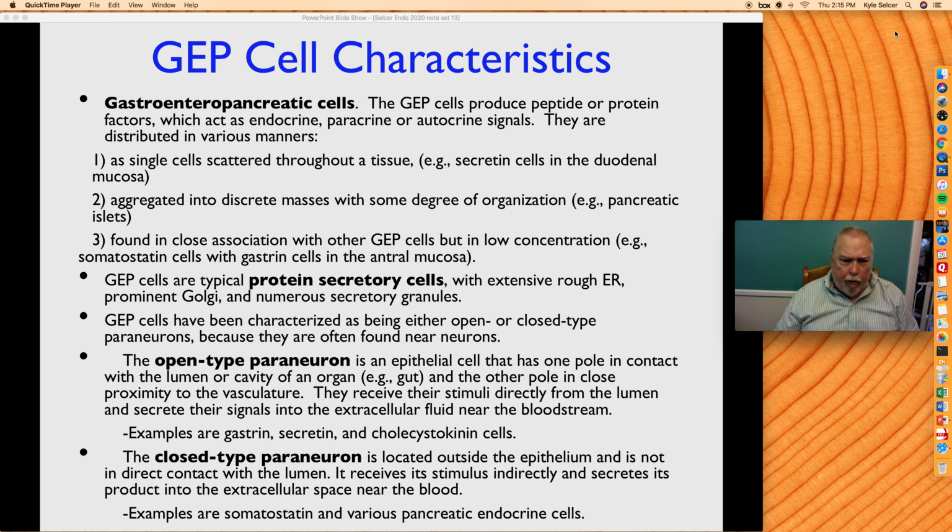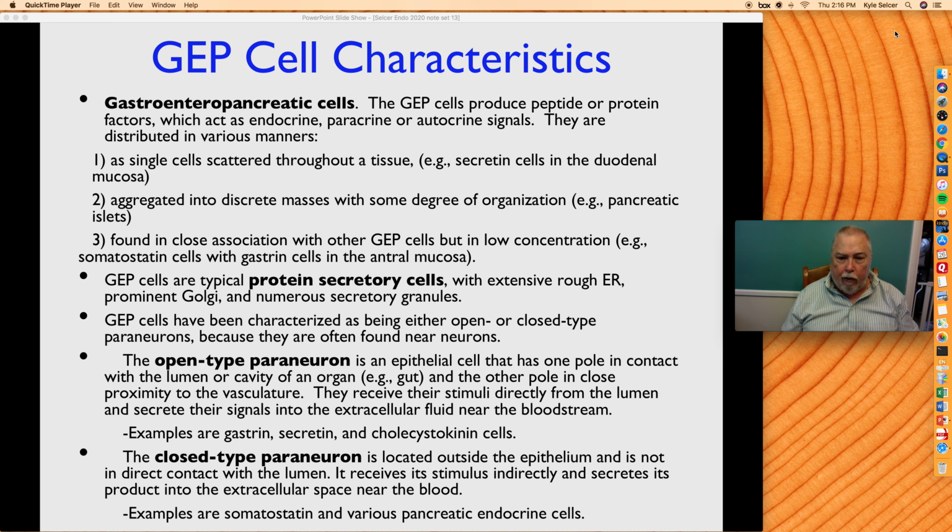So open type paraneurons are lining the lumen of the gut. They're going to be measuring the gut, looking at the contents, and they're going to be talking to either the bloodstream or they're going to be talking to nerve cells. Examples are gastrin, secretin, and cholecystokinin cells. Those are classic open-type paraneurons.